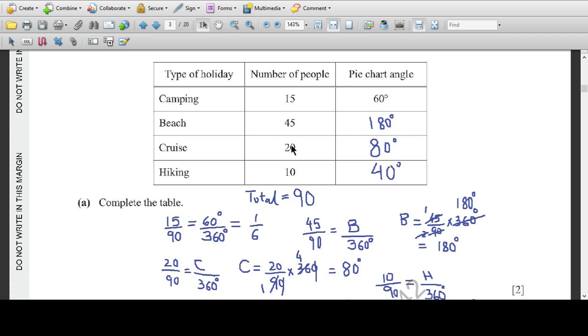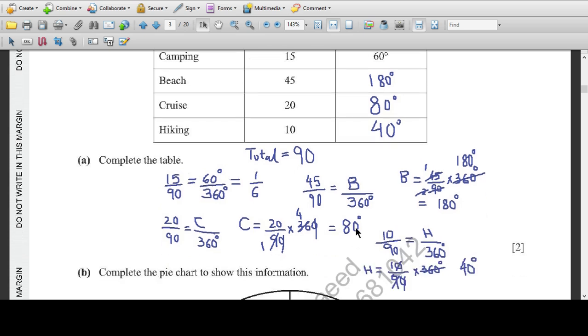The third one, cruise: 20 upon 90, where 20 corresponds to the contribution of cruise in the pie chart, and 90 corresponds to 360 degrees. So C is equal to 20 upon 90 into 360 degrees. So the resultant is 80 degrees. On simplification, this is obtained as 80.